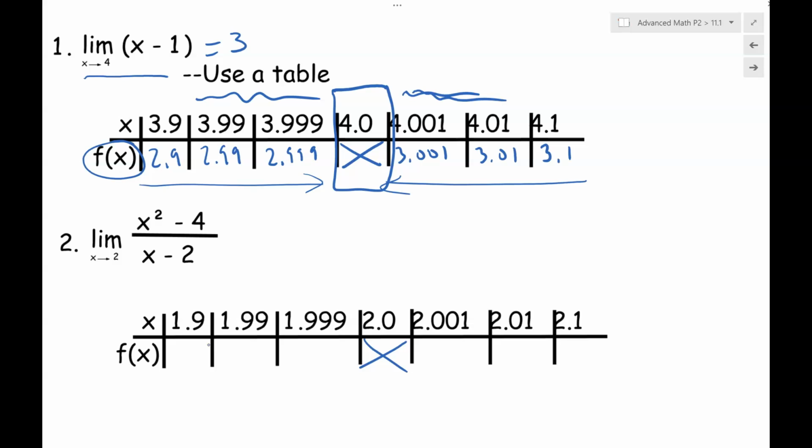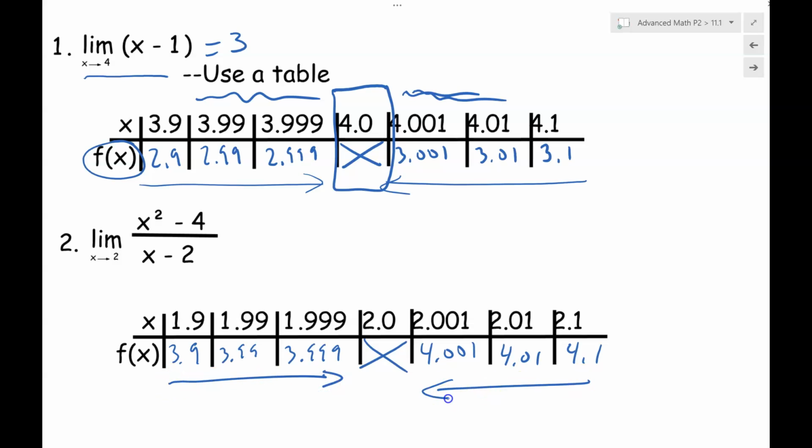Now, you can take a minute and plug them in. I've already done it ahead of time. So this answer is 3.9. This one's 3.99. This one was 3.999. This one was 4.1, 4.01, and 4.001. Notice, so as I get close to 2 on either side, what is the f of x getting close to? You can see it's getting close to 4.